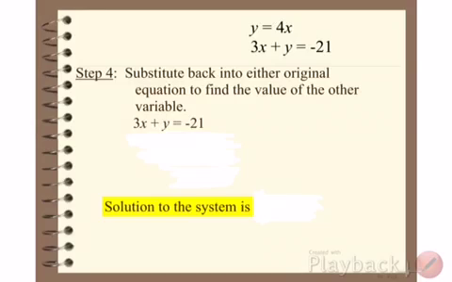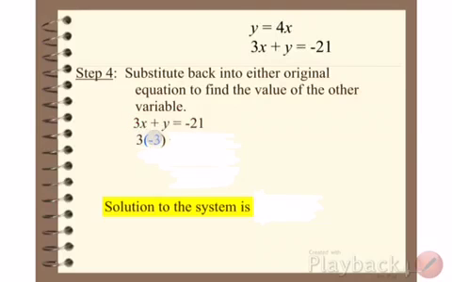So y is equal to 4x, 3x plus y is equal to negative 21. So just a reminder of my two equations again. So I plugged my 4x into the y and I got x is equal to negative 3. So now I can plug that back in here. So I can get x in here as negative 3. So I'm going to do that.